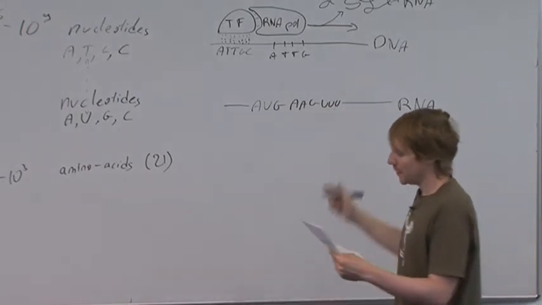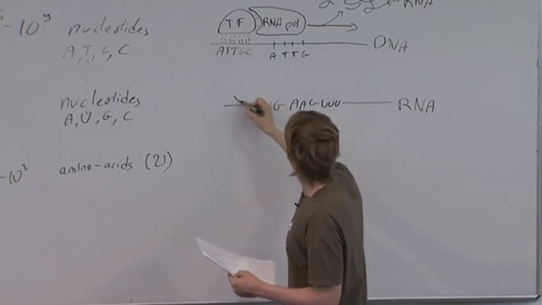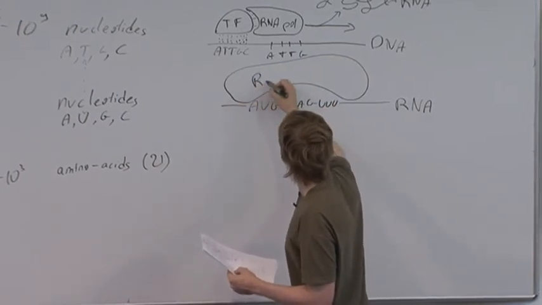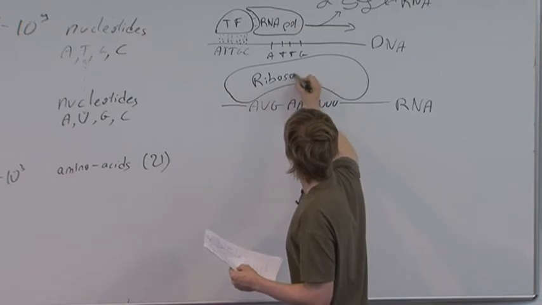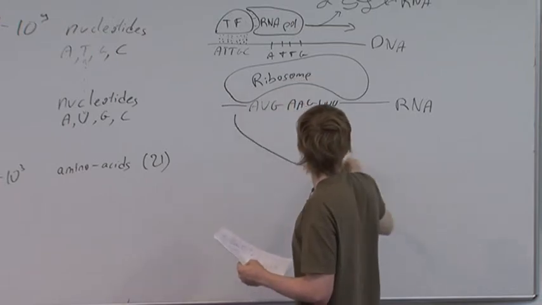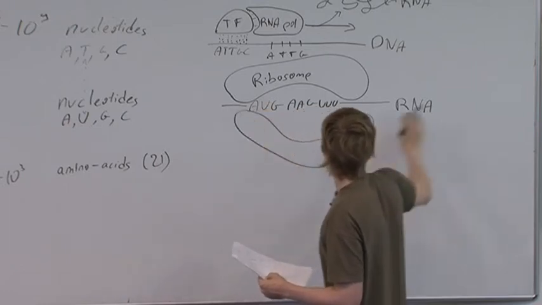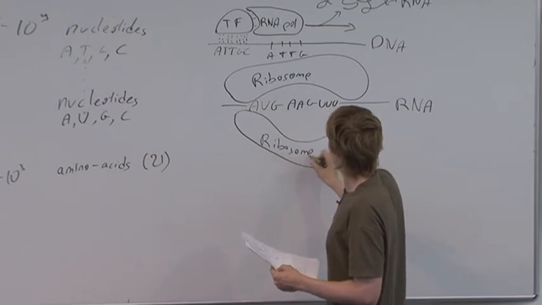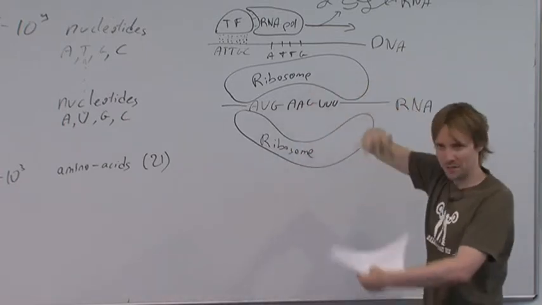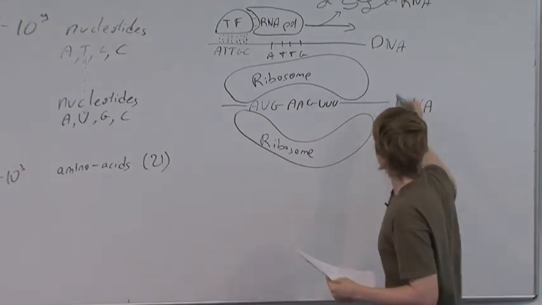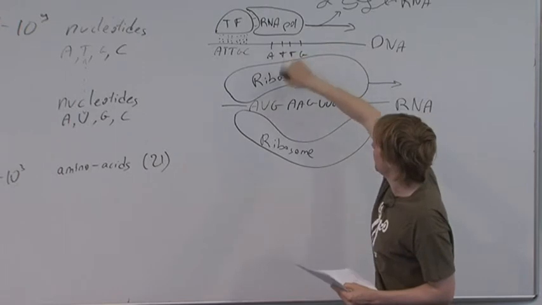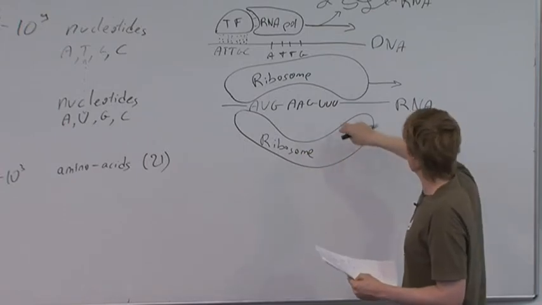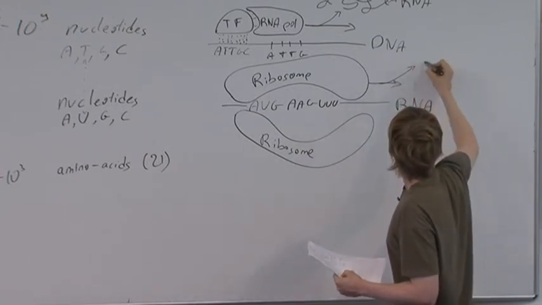Mechanistically, what's going to happen is that you will have a big molecule, which now is not a protein, actually, but it's called a ribosome. It looks a bit like this. It's much bigger than the RNA, and it comes in two parts, which can assemble. And what this ribosome is going to do is, a bit like the RNA polymerase, bind to the RNA and run along it. And as it runs through it, it's going to translate the RNA into the protein.